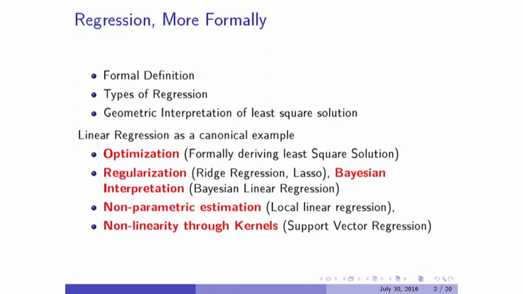We'll also consider variants of linear regression, and finally we'll present a least square solution to the linear regression problem and present a geometric interpretation to the same. Now for us, linear regression is only a canonical example that also helps us appreciate many other aspects required for machine learning. For example, optimization. We'll see how we can formally derive the least square solution to linear regression.